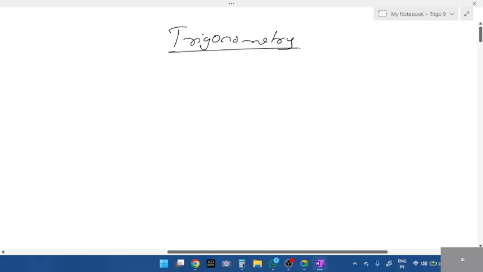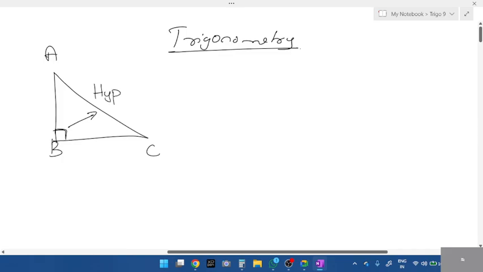In trigonometry, which triangle do we use, Aileen? Yes, right angle triangle, ABC. If B is the right angle, what do you call the opposite line? AC, we call hypotenuse. So angle B is fixed at 90 degrees, while angle A and C depend.